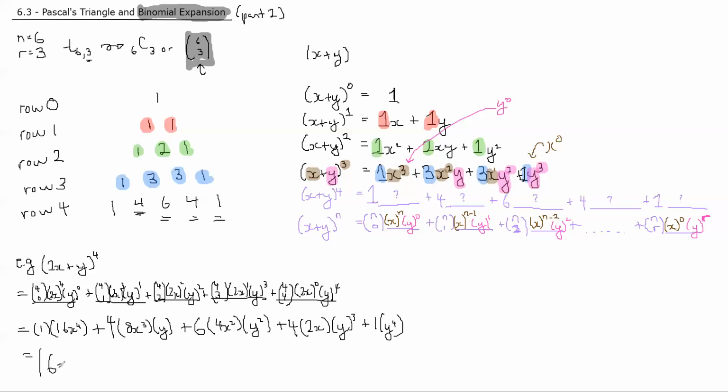Simplify. 16x to the power of 4. 4 times 8 is 32x cubed y. Plus 6 times 4, 24x squared y squared. 4 times 2, 8xy cubed. And y to the power of 4. Do you see the exponents? 4, 3, 2, 1, and nothing. And nothing, 1, 2, 3, 4.